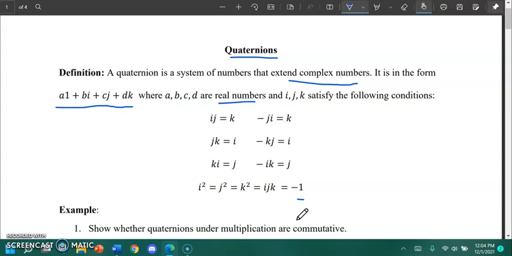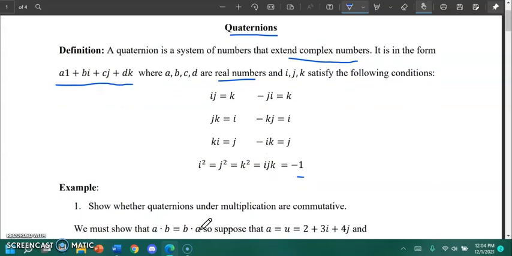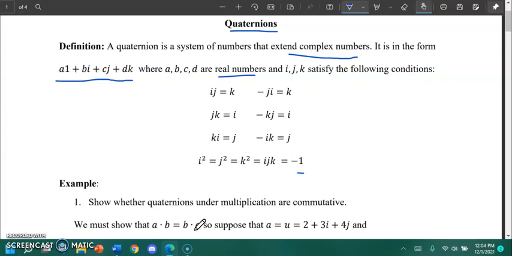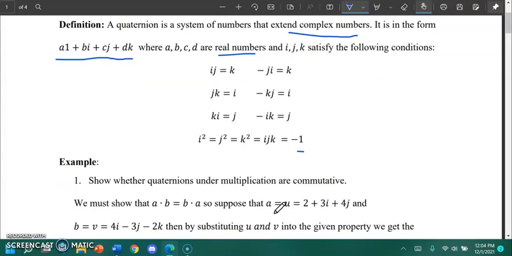Now, our example states, show whether quaternions under multiplication are commutative. And we know how to show commutativity simply by showing that a times b equals b times a. Now, suppose we have the following. a equals u, which equals 2 plus 3i plus 4j, which is our quaternion, and b equals v equals 4i minus 3j minus 2k. We'll take a second to note that these two quaternions only have 3 terms written, but in our definition we have 4.